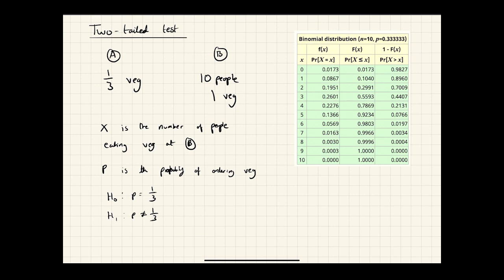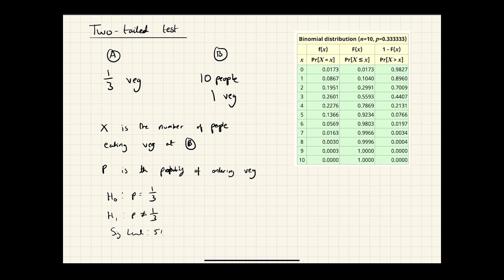So a trick in these questions is if it says, is it less than or more than, you know it's a one-tailed test. And if it says, is it not equal to, then you know it's a two-tailed test. So here my null hypothesis is that it was a third, but if it's not a third, then this is the case. My significance level is 5%, so you write down sig level at 5%.